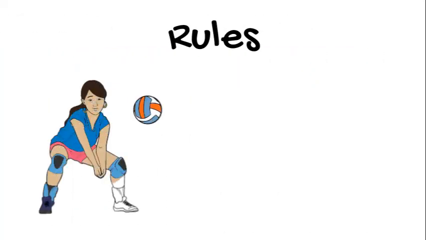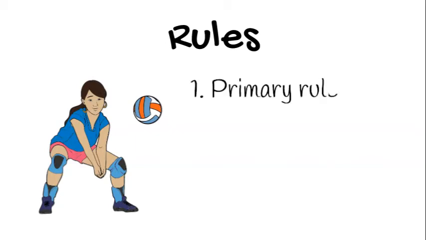Rules. Games are defined by their rules. These rules normally fall into two basic categories. Primary rules provide games with their basic shape. They define things like the boundaries of the playing area, what equipment is used, how scoring is achieved, and how players are allowed to interact with each other.